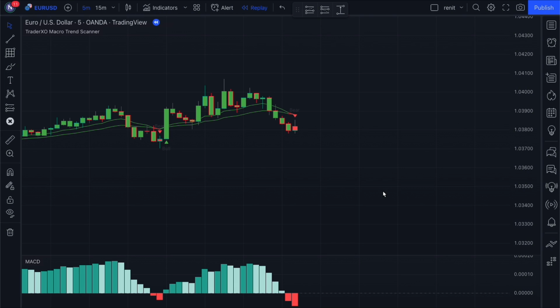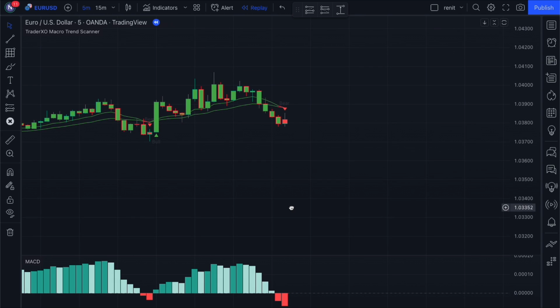Alright, now let's take a look at a short trade. We see the TraderXO indicator has issued a bear signal right here because our 2 green lines cross downwards. This bear signal was followed up by a red candlestick, so our first condition is fully met. Now checking the MACD indicator for our final confirmation, we see the histogram bars are red and below the zero level. With all our conditions met, this is a short trade we can take.